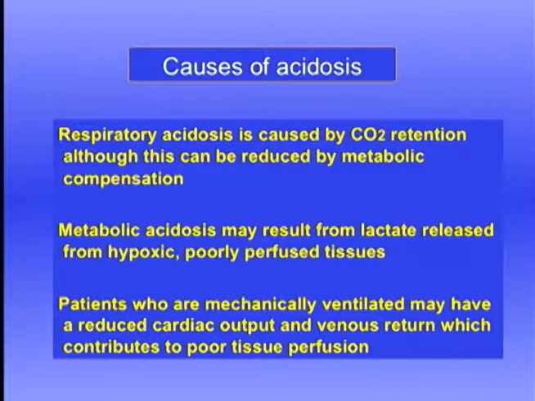But in addition, these patients often have a metabolic acidosis, which results from lactate being released from hypoxic, poorly perfused tissues. That's particularly likely to occur in a patient who is mechanically ventilated, because these patients often have a reduced cardiac output and venous return, particularly if levels of positive end expiratory pressure are being used. Again, we'll talk about that a little later on. If that's the case, you can get poor tissue perfusion, and that can be responsible for the metabolic acidosis in these patients.